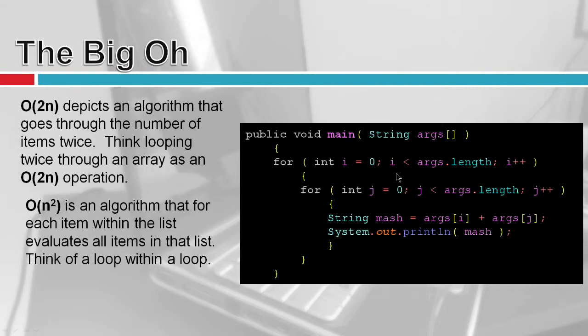So if I had 10 arguments in a list, I go through this 10 times, and then for each of those 10 times I loop through it another 10 times. So it's 10 times 10, which would be 100 times. So I'd have to do this 100 times. Do this 10 times, go to the next item, do this 10 times, go to the next item. So if I was to figure out how many times I would execute this algorithm here, it would be n times n, or n squared.